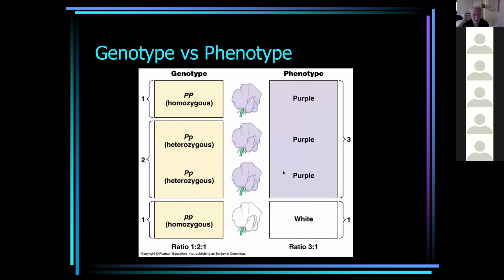Genotype versus phenotype. Genotypes here on the left: big P, big P; big P, little p; and then little p, little p. Any plant that has a big P allele is going to be purple. Only if both alleles at the P locus are recessive do you get white.